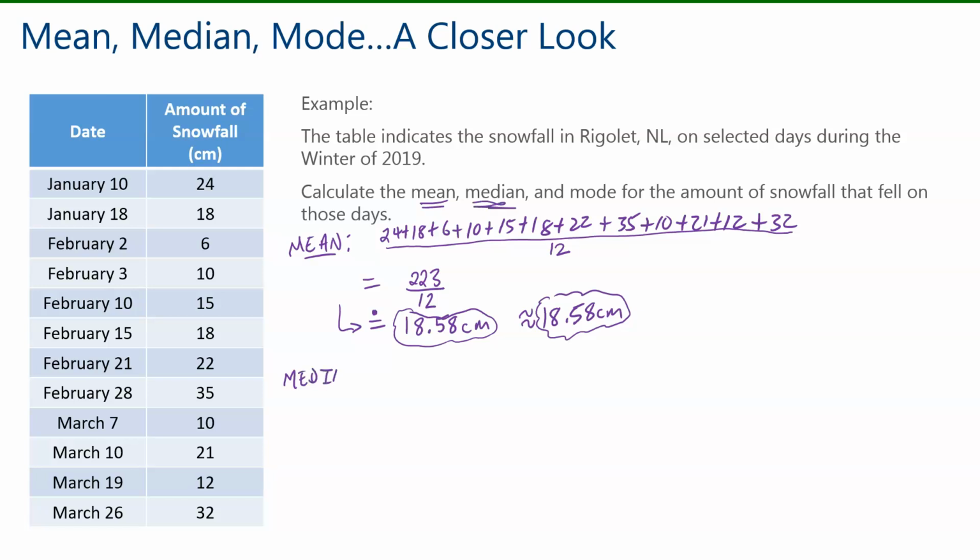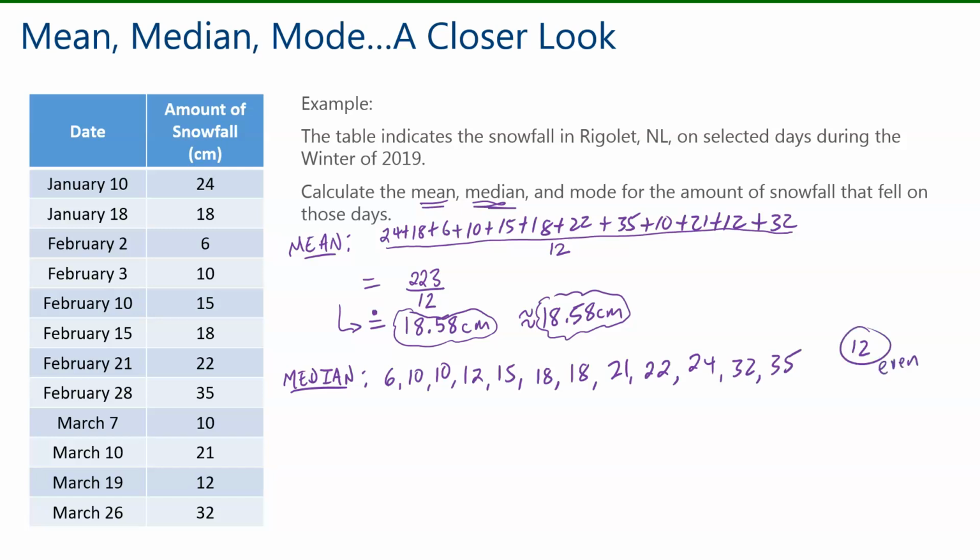Our median is determined by, first of all, organizing our data from least to greatest, or greatest to least. We're going to do least to greatest. 6, 10, 10, 12, 15, 18, another 18, 21, 22, 24, 32, and a 35. That gives us 12 pieces of data, which is an even number.